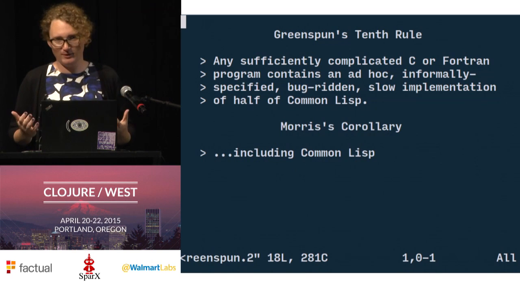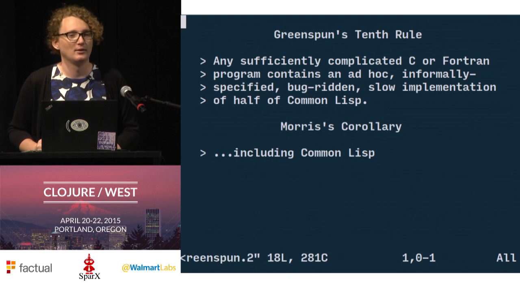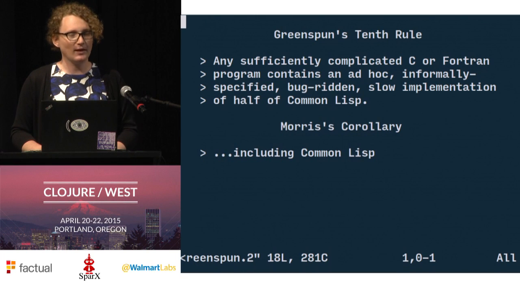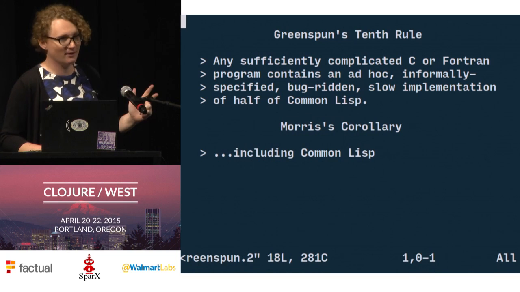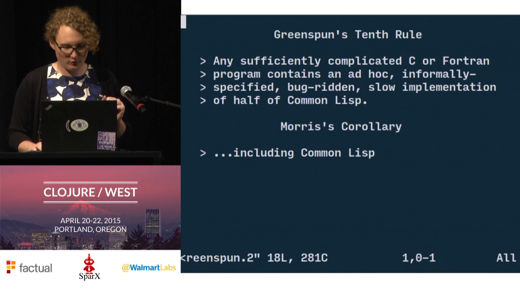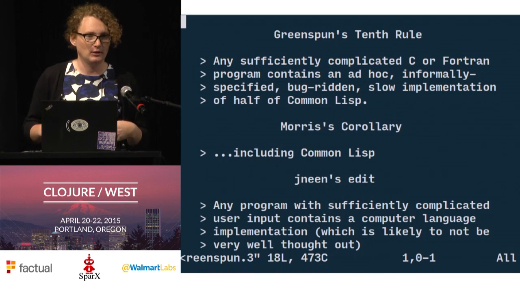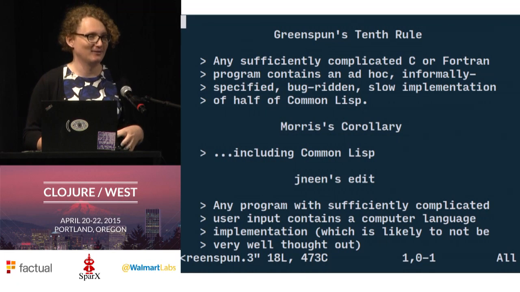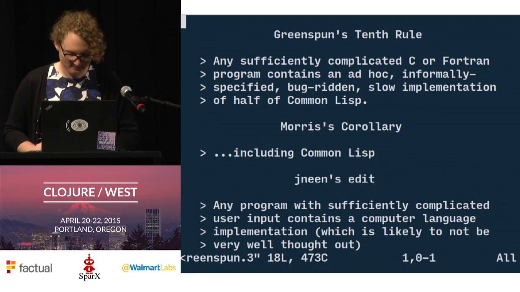And it's very tongue-in-cheek, but Greenspun said this for a reason, right? We keep writing these systems that actually accidentally contain languages. And I actually think that this quote gives way too much credit to C, Fortran, and Common Lisp. So my slight edit is that if your user input is sufficiently complex, then your program is likely to contain a computer language input, which is probably not very well thought out.